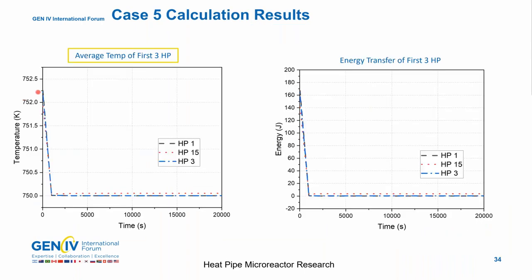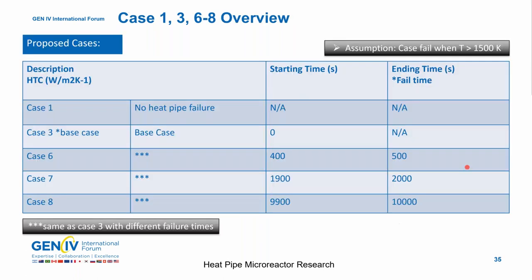And for the heat pipes, everything falls down, which means all heat pipes fail. There's no heat energy transfer from the system through any heat pipe, no matter whether it's from ring one, ring two, or ring three. So that's the first group of our calculations, where we compared different numbers of heat pipe failures and checked the results. After that, we consider what will happen if the same number of heat pipes fail, but at different times.